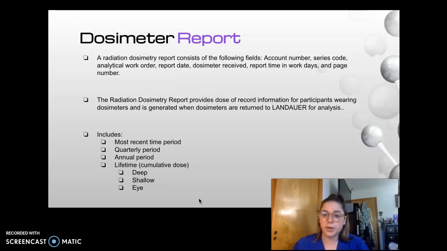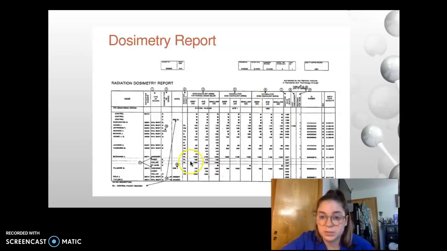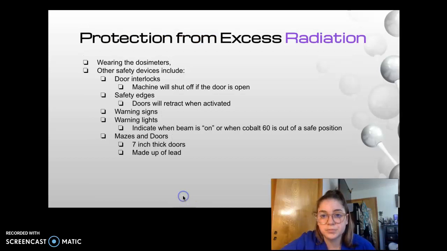The Dosimeter Report is a report that carries with you your entire life as a radiation therapist. It monitors your exposure. It includes a list of things such as the recent time period, the quarterly period, annual period, and your lifetime cumulative dose, which shows the deep levels, the shallow levels, and the lens of the eye exposure. Here's just a picture of the Dosimeter Report.